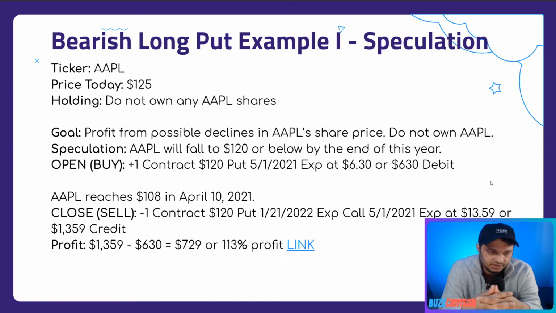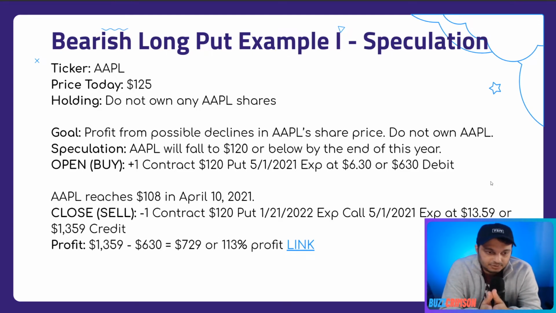So what I can do is buy a put contract, a put option, with a strike price of 120. It's going to expire on May 1st of this year, and I paid $630 for it, debit. So let's say Apple reaches $108 in April, still a month to go, and I decide to close my speculative position. Since I bought to open, I'm going to sell to close.